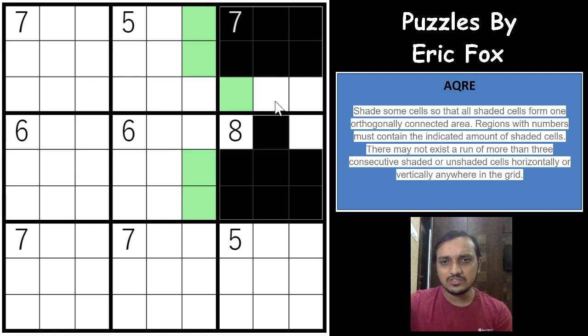because both of these cells, so if this is shaded, this also will have to be shaded. If this is shaded, this also will have to be shaded, and you'll have continuous cells of more than 3 that are shaded, which means that it has to be this cell which has to be shaded for the 7, and the other 2 cells will have to be unshaded, and it will be this cell which will be unshaded and the other 2 cells will be shaded.